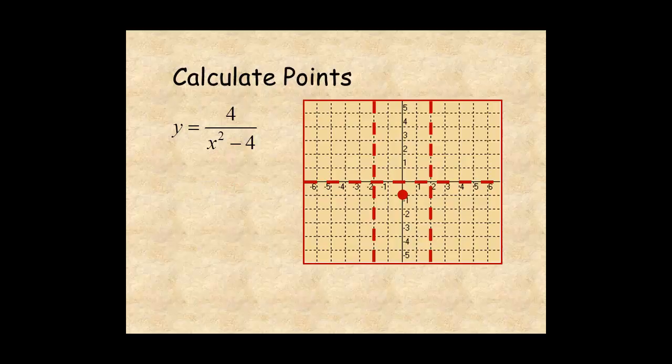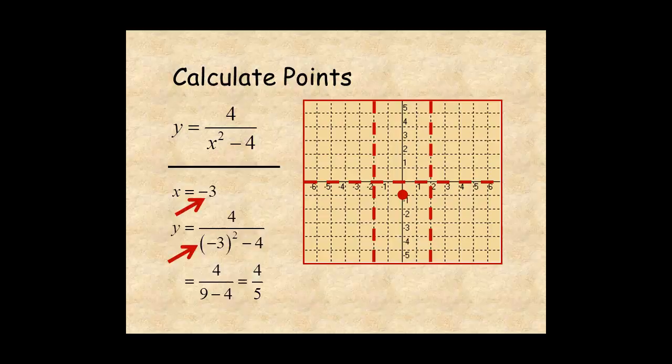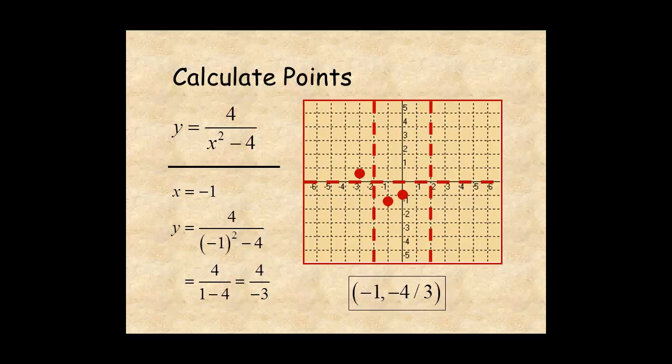Next, calculate at least one point on either side of both VAs. Starting at the left, for x equal negative 3, y equals 4 over 5, and there's a point at negative 3, 4 over 5. For x equal negative 1, y equals 4 over negative 3, and there's a point at negative 1, negative 4 over 3.